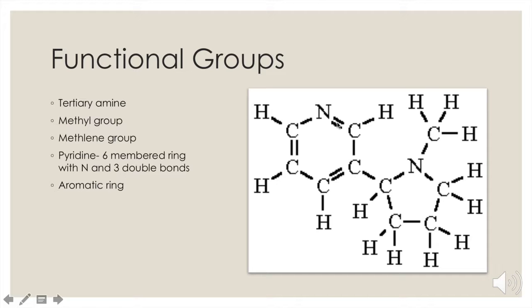The other nitrogen over here is part of a 6-membered ring, in which nitrogen is one of the members of the ring and the other 5 are carbons. You can also see these double bonds here, 3 of them, and that group together is called a pyridine. Now, also remember that even though these are drawn as double bonds, they're not really double bonds, and that negative charge is spread out across the entirety of this ring.